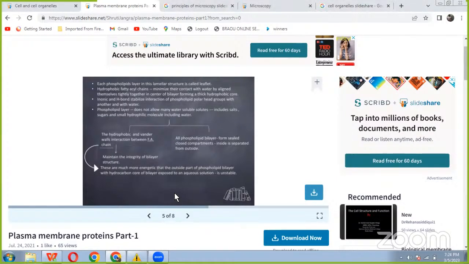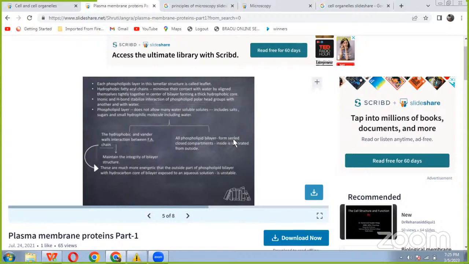Next one, the phospholipid bilayer does not allow many water-soluble solutes through, especially the lipid bilayer. They cannot transmit some lipid particles. The phospholipid layer does not allow many water-soluble solutes through, such as salts, sugars, and some small hydrophobic molecules, including water. What are the hydrophobic and van der Waals interactions between the fatty acid chains?